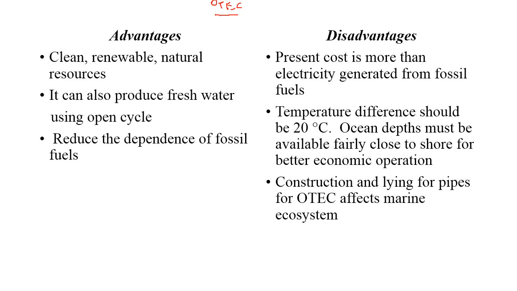Okay. So what are the disadvantages? The present cost to produce a kilowatt of electricity by ocean thermal energy conversion is much more than electricity generated from fossil fuel. So the technology has to be further improved to reduce the cost of this technique to produce electricity per kilowatt, right? And we all know that there should be a temperature difference.